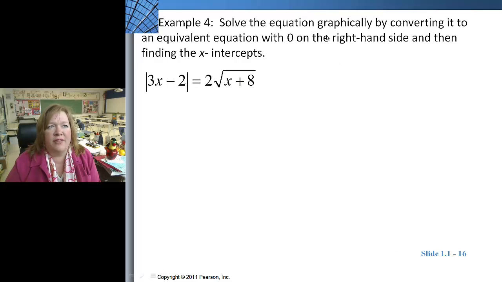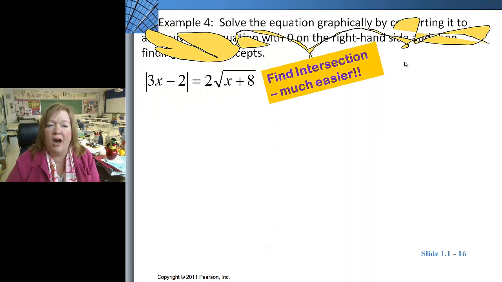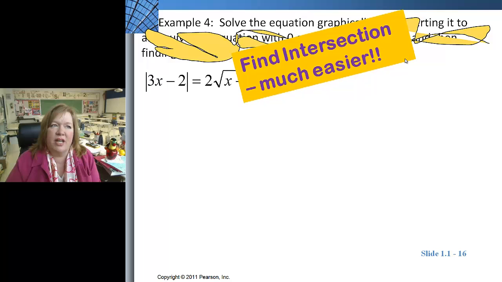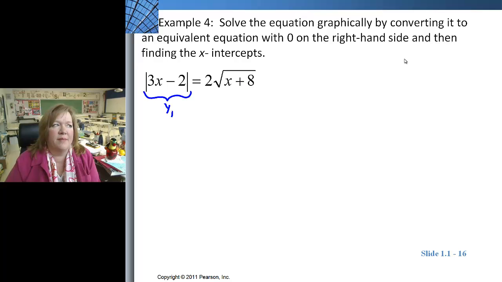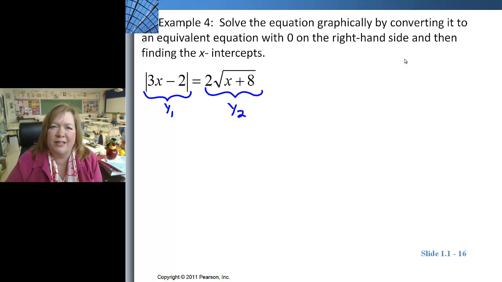Solve the equation graphically, and again, this is how your book likes it. I don't know why they like this method. I say no. Find the intersection. It is much, much easier to find the intersection. So when I look at this guy, I'm going to put this in for y1 and this in for y2. Left-hand side for y1, right-hand side for y2. I don't make any errors in solving. That's the beauty of it.